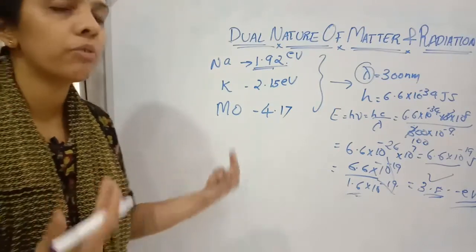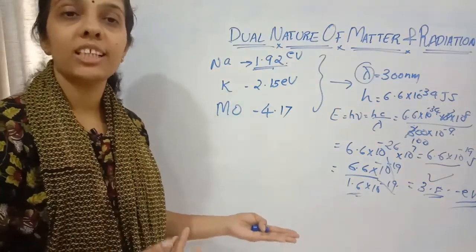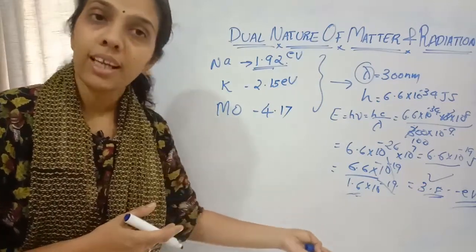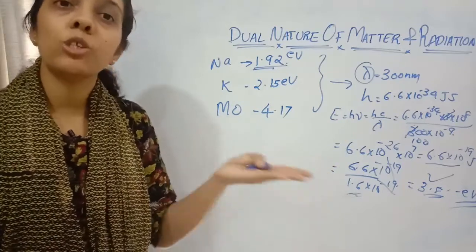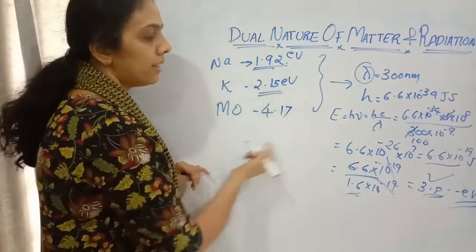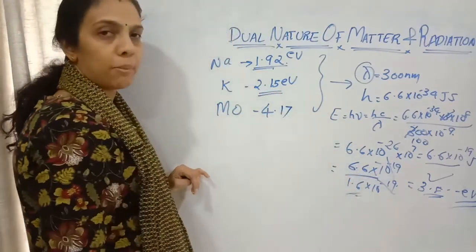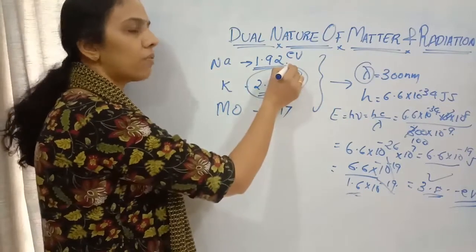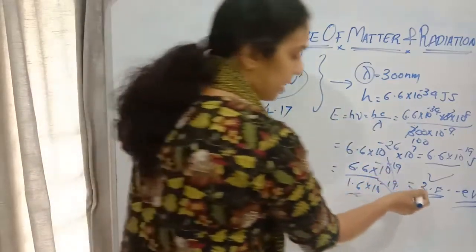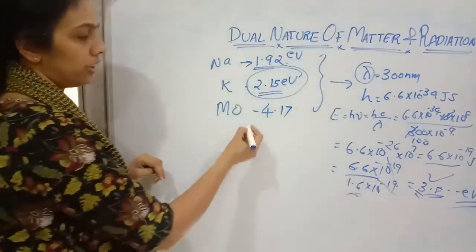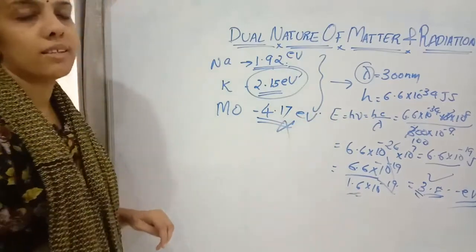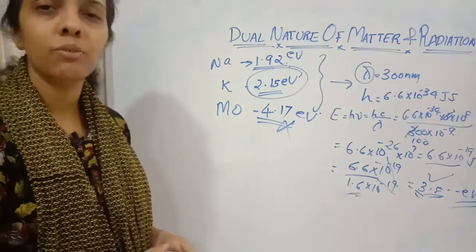So what will it do with the rest of the energy? As per Einstein's photoelectric equation, it will be used for the movement of the electron. And for potassium, 2.15. Now you tell whether emission will take place. Yes, photoelectric emission will take place here since the work function of potassium is less than the given energy. What will happen to 4.17 electron volt? Here alone, photoelectric emission won't happen.